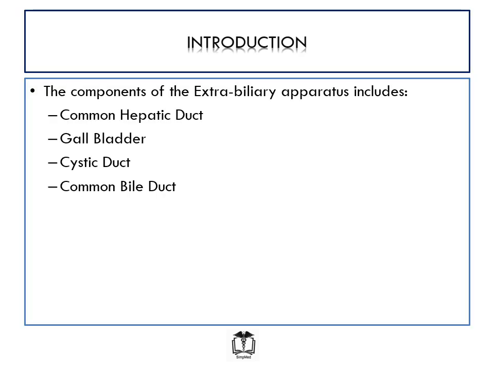Now, the components of the extrahepatic biliary apparatus, as I had mentioned before, include four major structures. These structures are largely ducts with one major storage compartment, which is the gallbladder. So this includes the common hepatic duct, which is the starting point. It's the most proximal structure, followed by the gallbladder, followed by the cystic duct, and then ending with the common bile duct, which is the most distal structure.